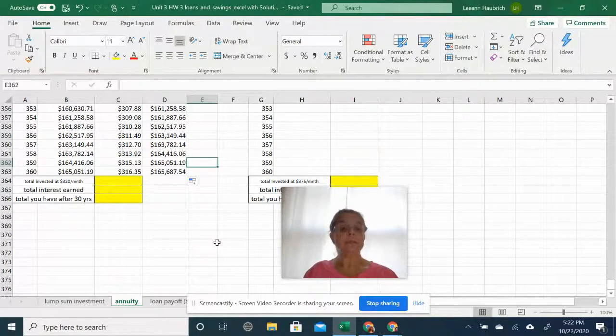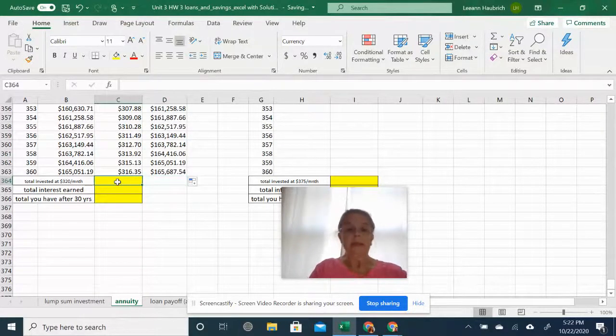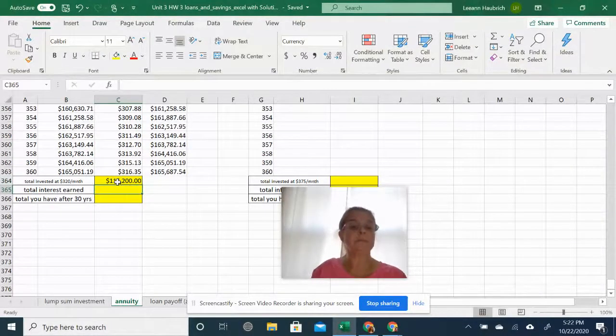So what did we put in? How much money did we really put in? Well, we put in $320 every single month for the 360 months. So the amount we invested equals the $320 a month times the 360 months that we added money into the account.